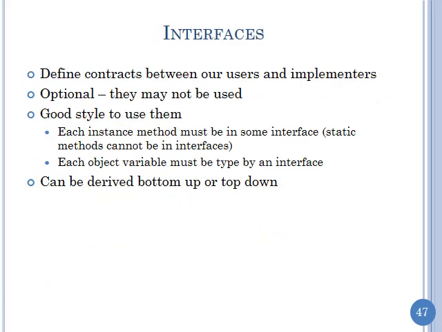Okay, so interfaces define contracts between users and implementers. I guess I mean users of a class, not end users, but users of a class and the implementers of the class. They're both programmers. Next, we're going to look at user interface, which is different. And interfaces are optional to do the job. You needn't use interfaces, but you might end up duplicating code. You might end up doing a lot of other things. And it is good style to use them, okay?